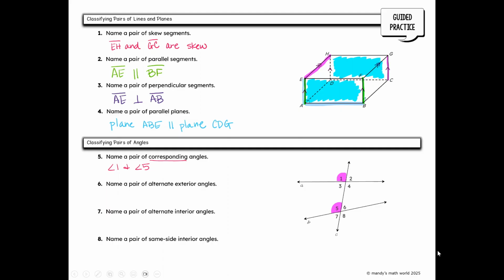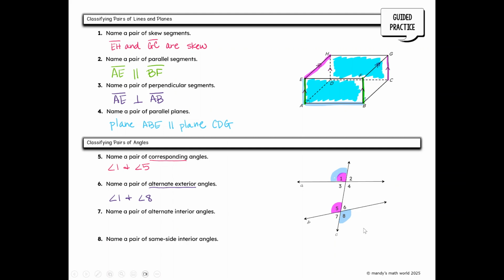Number 6, name a pair of alternate exterior angles. So I'm looking at the angles that are formed that are on the outside of lines A and B. They're exterior along this transversal. Alternate, they're on opposite sides. So an example of that would be angle 1 and angle 8. Those are alternate on opposite sides, exterior on the outside of those other lines.